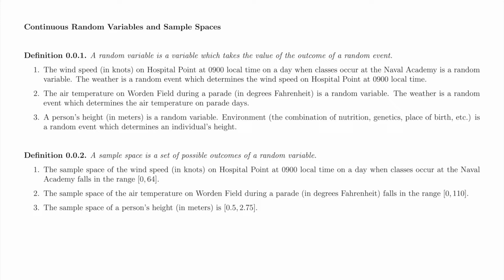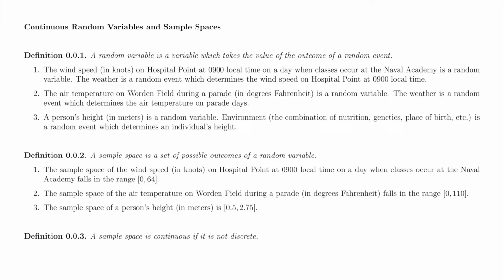I've capped the sample space of wind speed at 64 knots based on my belief that classes will be cancelled in the event of hurricane force winds. I at least will not be in class if local winds exceed 64 knots. The sample space of temperature on Warden Field is approximately the range of temperatures observed in Annapolis. The sample space of human height, 0.5 meters to 2.75 meters, is approximately the range of adult heights ever observed.